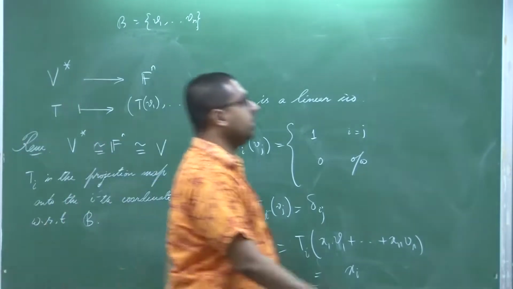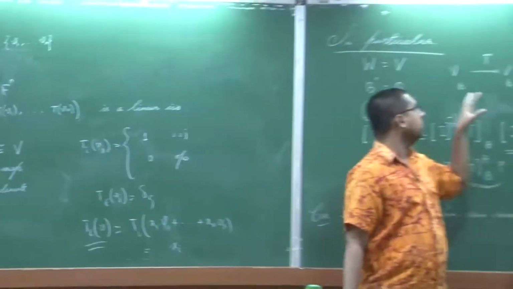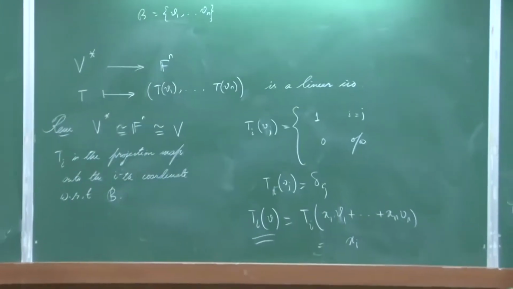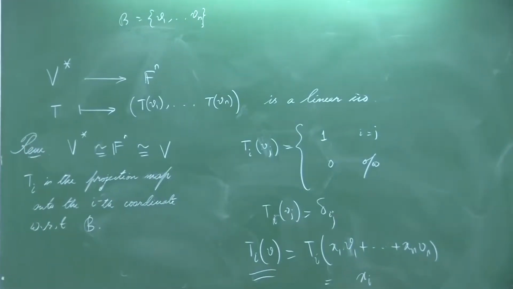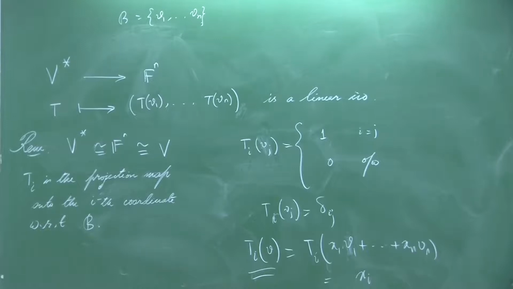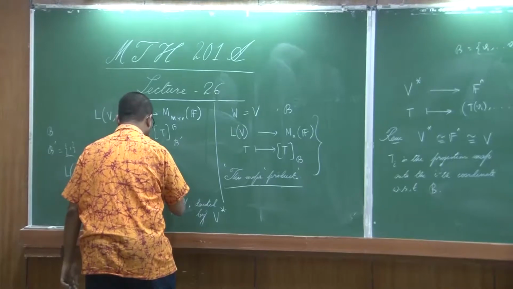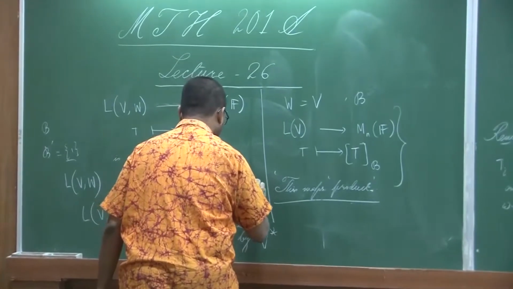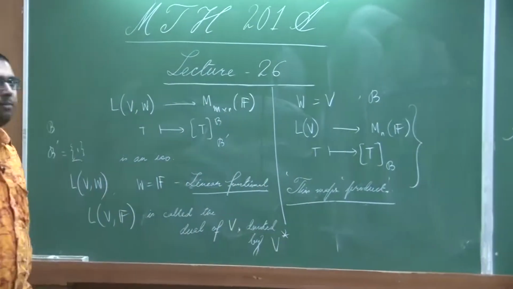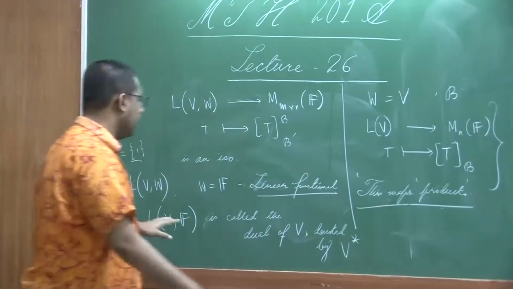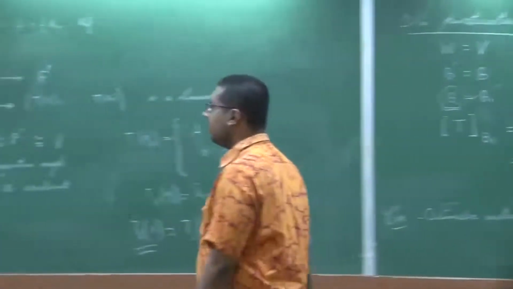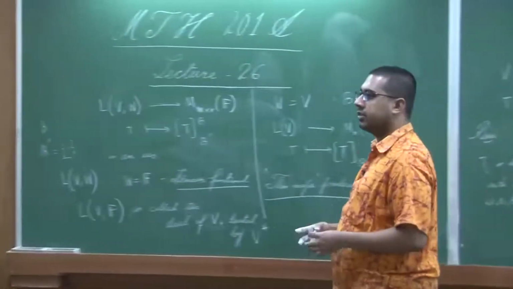Well, let me introduce a linear term. As I said earlier, when V equals W, we will call the linear transformations linear operators. When W equals F, then I will call them a linear form. By a linear functional on V, I mean a linear transformation from V to F. So, V dual is the set of all linear functionals, okay.